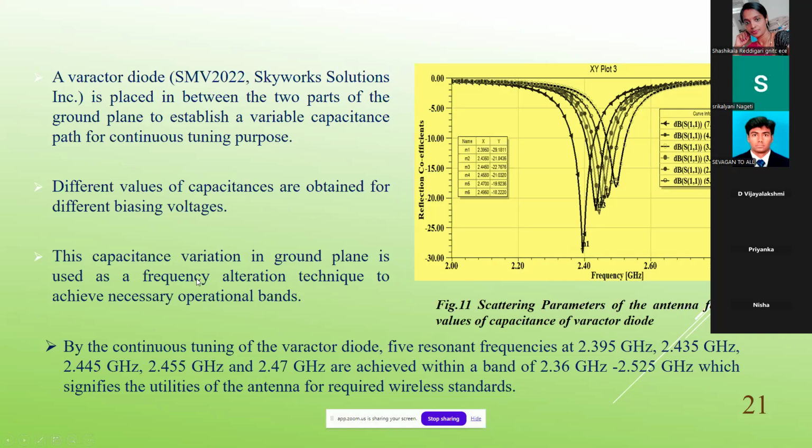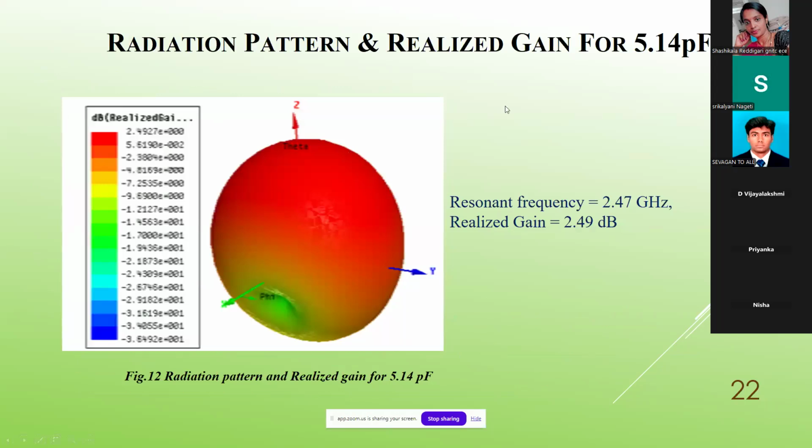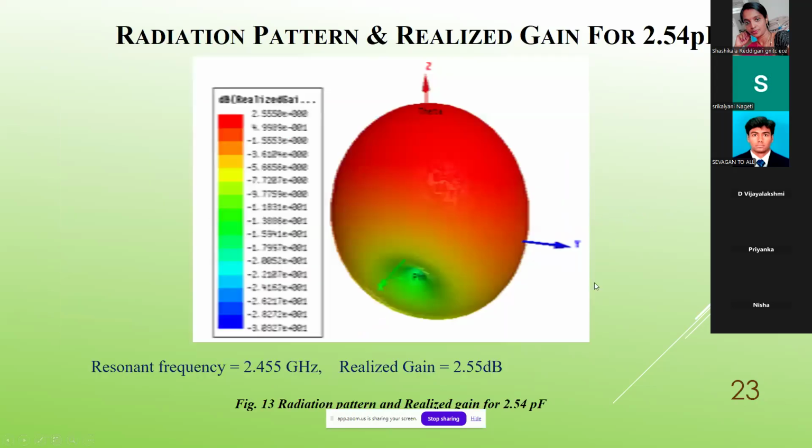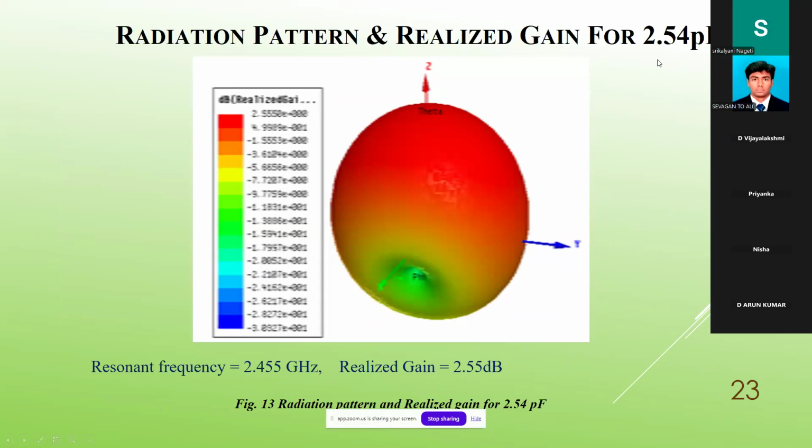Okay. So coming to the next, radiation patterns and realized gain. The capacitance value which is giving a better result is 5.14 picofarad. For that, the gain we are achieving is 2.49 at frequency 2.47. We have considered one resonant frequency, 2.47. Next one is 2.45, another resonant frequency. And for the same capacitance value, and realized gain, we got 2.55 dB.